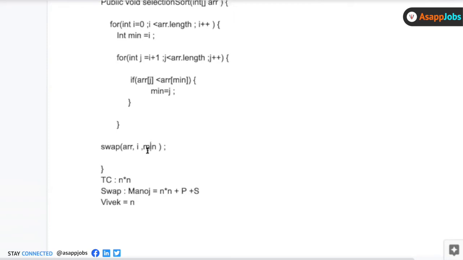In terms of time complexity, the selection sort and the bubble sort are almost the same, but I still say selection sort is slightly better than the bubble sort, because in the selection sort the number of swaps is less than in the bubble sort. In the bubble sort it is of the order of n square, and in the selection sort the number of swappings is of the order of n.